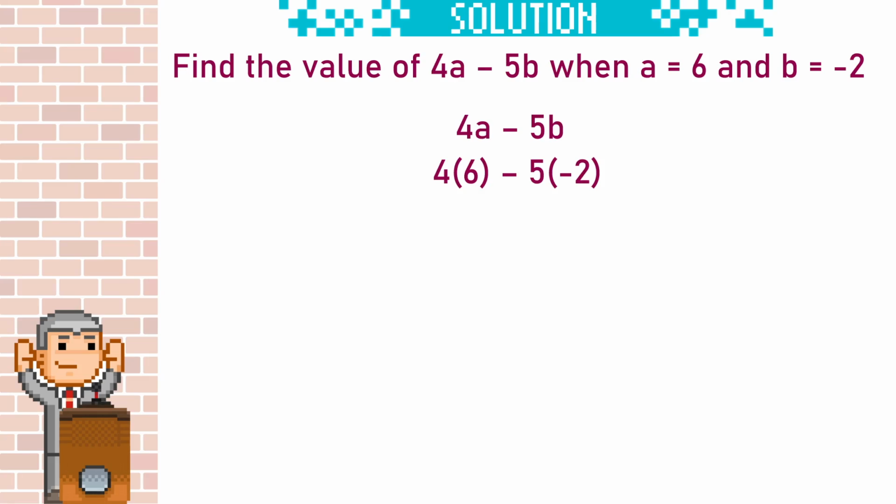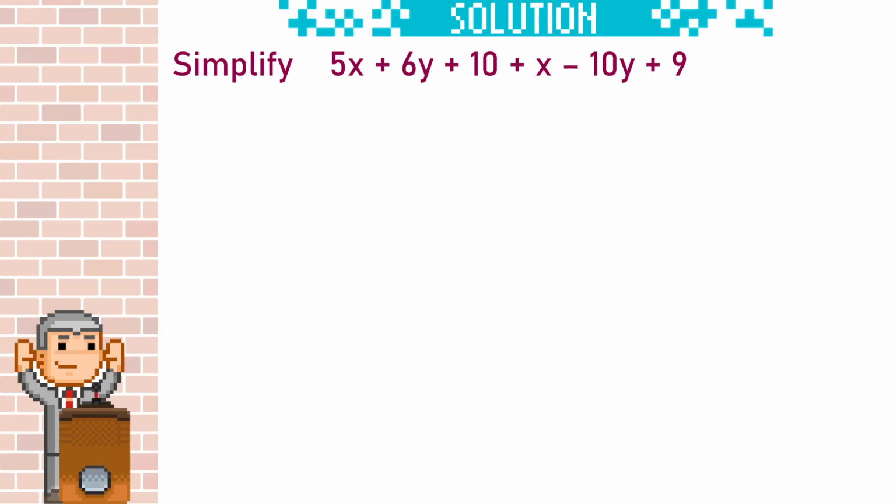To get rid of the brackets, we need to put the multiplication signs that we removed when we wrote the algebra back in. Now we can find the answer. Multiply the 4 and the 6 and the minus 5 and the minus 2. The answer is 34.